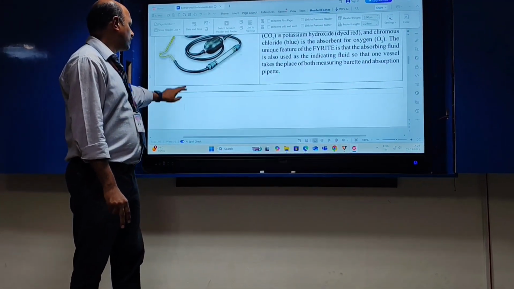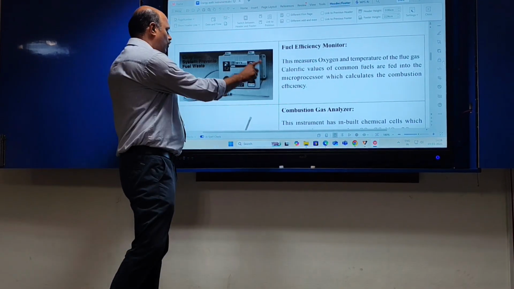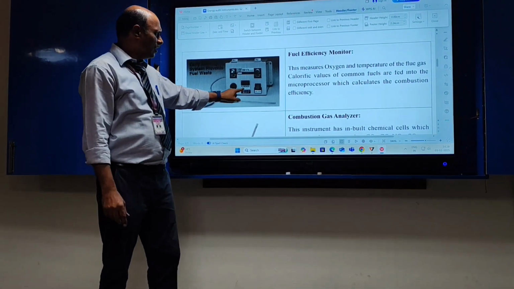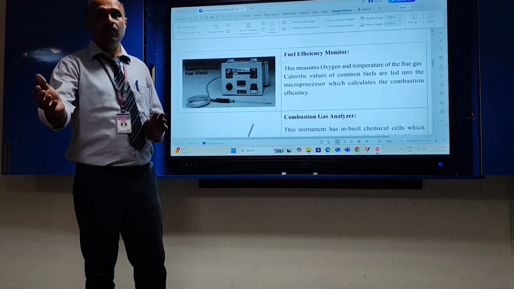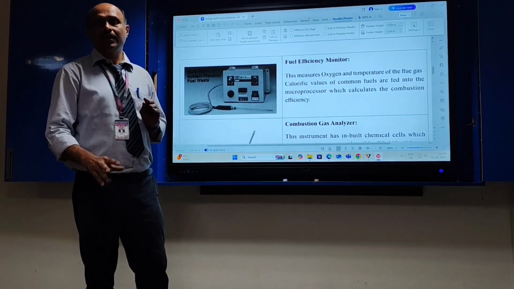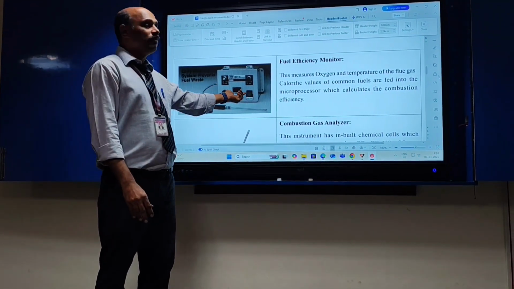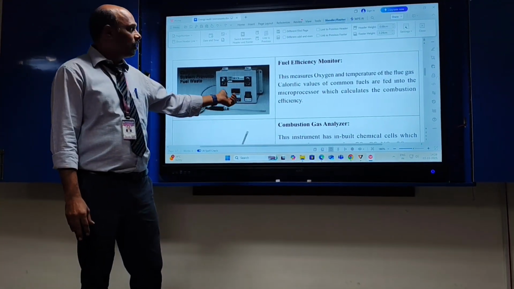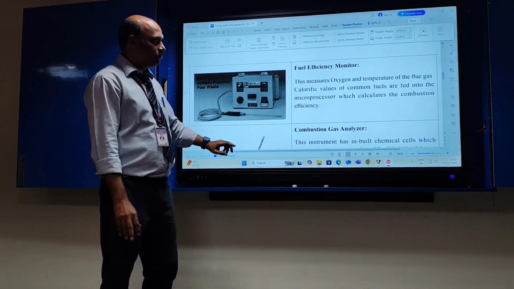The next type of instrument is the fuel efficiency monitor. So this shows the fuel efficiency monitor. It measures the oxygen and the temperature of the flue gases coming out of your combustion chamber. The calorific values of common fuels like petrol or diesel are already fed into the microprocessor, which will calculate the efficiency of the particular fuel. It's called a fuel efficiency monitor.